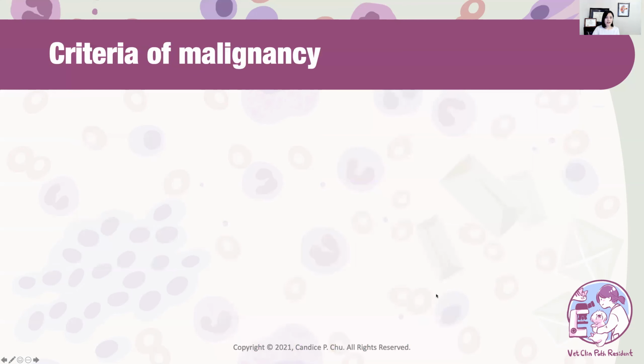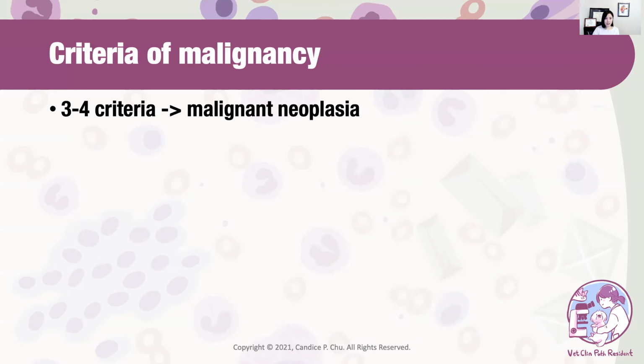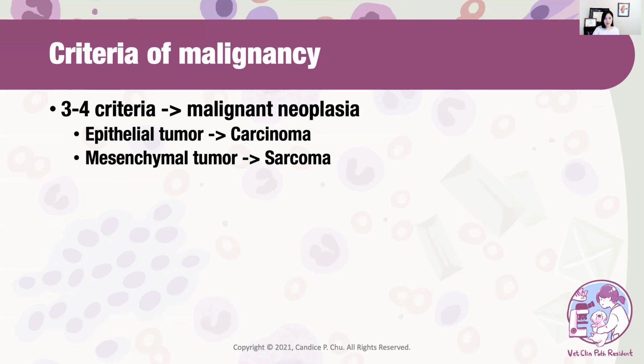All right. Lastly, we will talk about criteria of malignancy. If cells fulfill 3 to 4 criteria of malignancy, then we call that malignant neoplasia. If it's an epithelial tumor, then we call that carcinoma. If it's a mesenchymal tumor, we call that sarcoma. And I try to divide the criteria of malignancy into different categories.